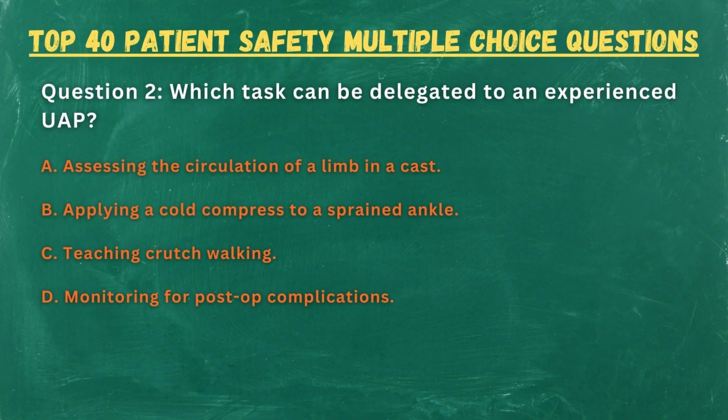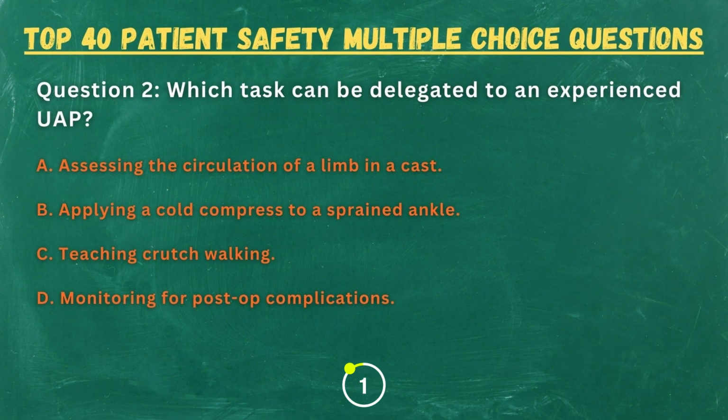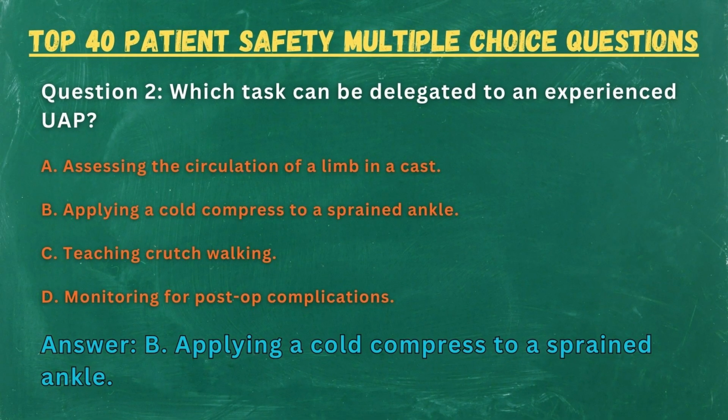Question 2. Which task can be delegated to an experienced UAP? A. Assessing the circulation of a limb in a cast. B. Applying a cold compress to a sprained ankle. C. Teaching crutch walking. D. Monitoring for post-op complications. Answer. B. Applying a cold compress to a sprained ankle.